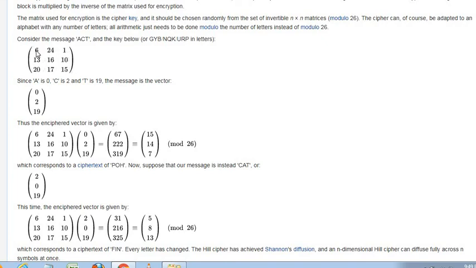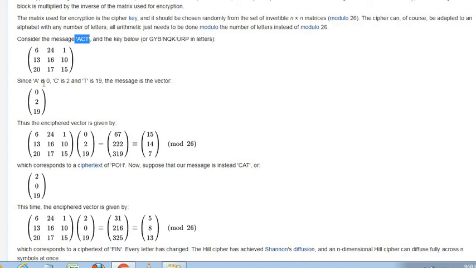Understood? A is 0, B is 1, and Z is 25, Y is 24. G is the 7th letter, but we start from 0, so G is 6. This is the key. Actually the key is the matrix. The plain text we get from the user, for example, is ACT.